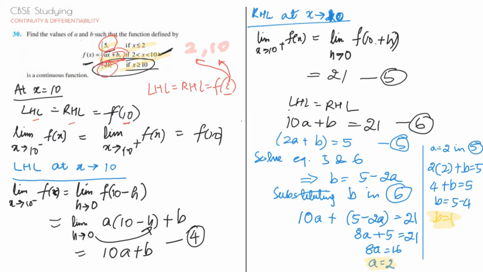So you're going to have two sets of equations, and then you have to solve them by elimination method. So when you do x equals 2, in the LHL you're going to have one number, and in the RHL you're going to have another condition. Equate both of them first. When you do x equals 10, for 10 minus you're going to have one value, and for 10 plus you're going to have another value. Equate both of them second. Finally, you will have two equations, and you solve them by elimination method to get the answer.